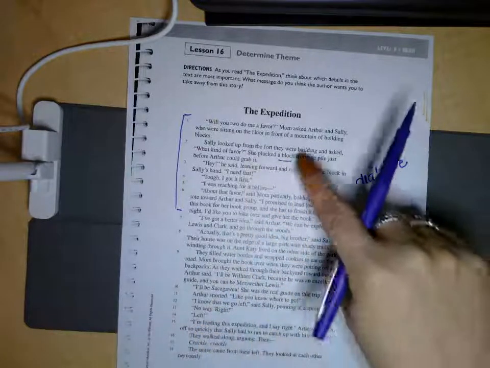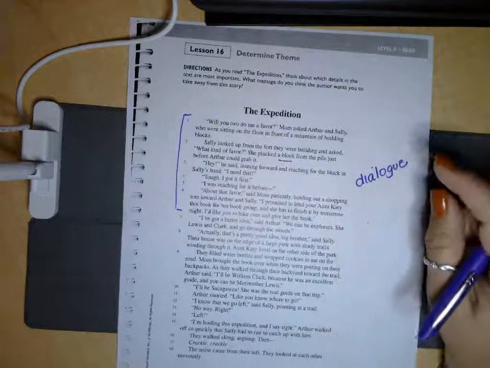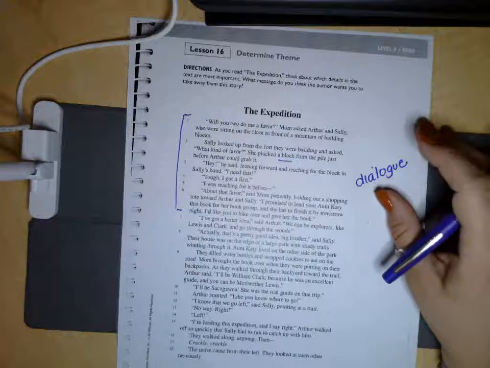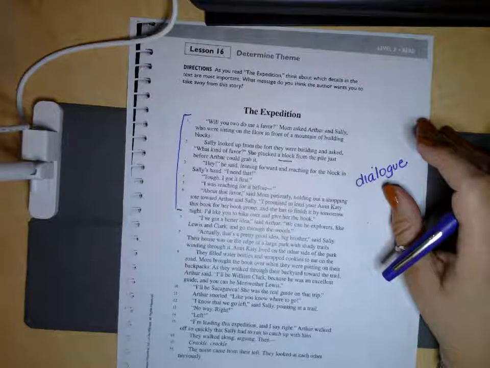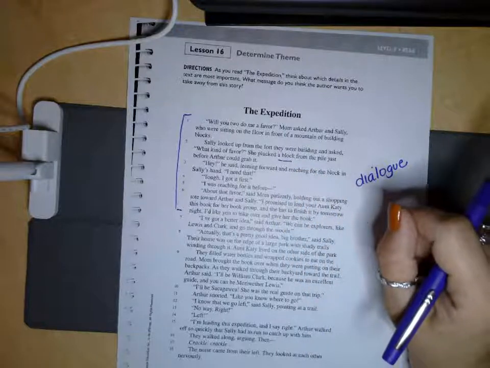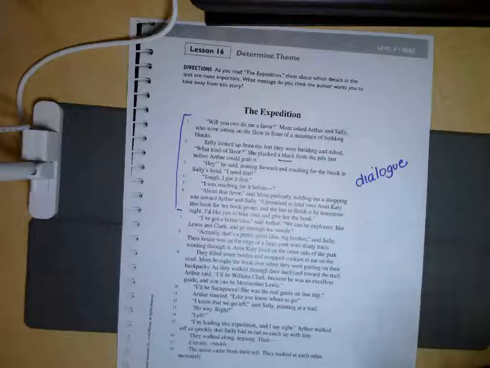So looking at that dialogue that we've kind of highlighted, 1 through 6, what do you learn about Arthur and Sally's relationship? What do you learn about those two? And what important details kind of reveal this? What do we learn about them?